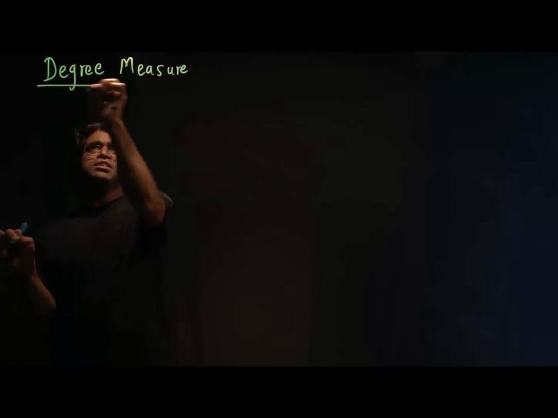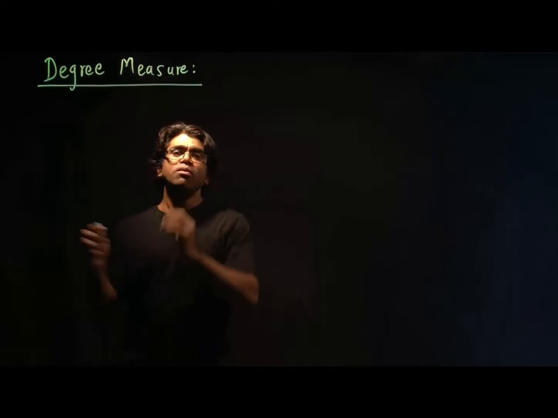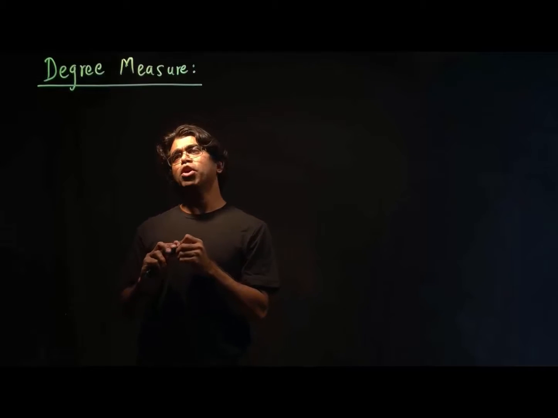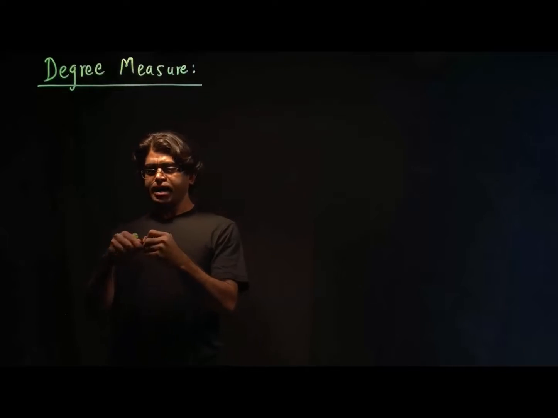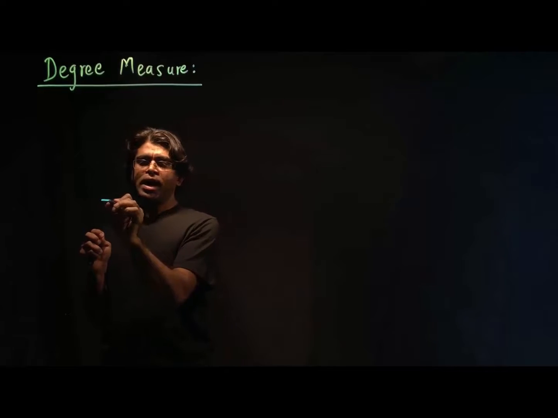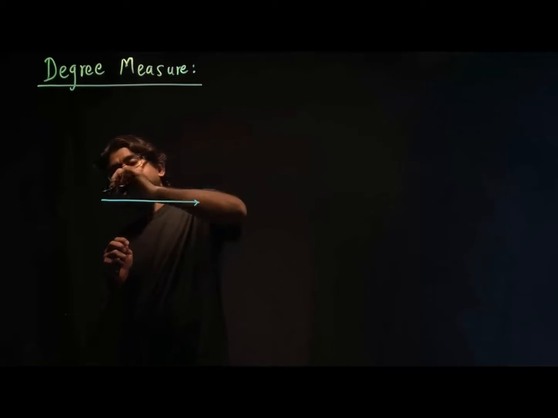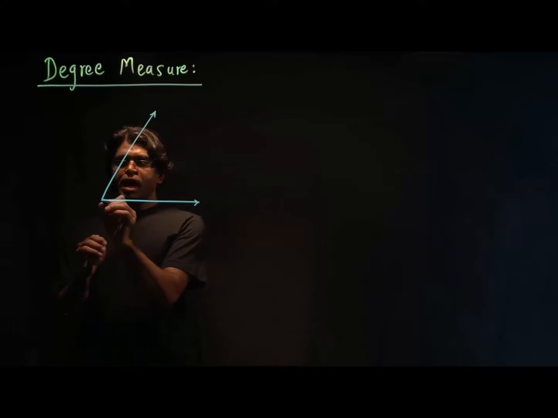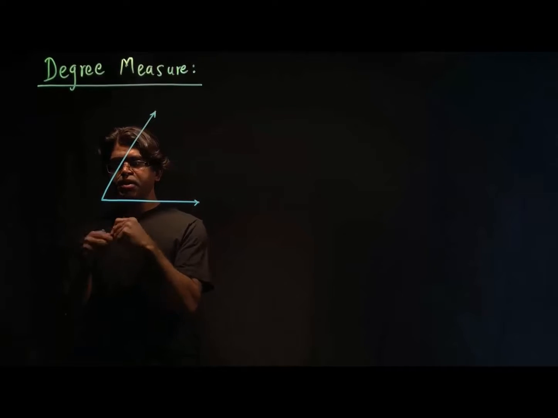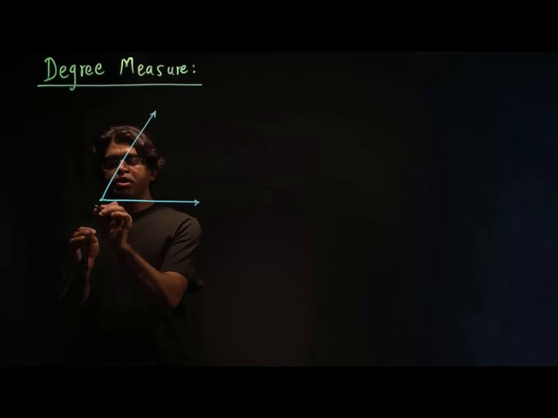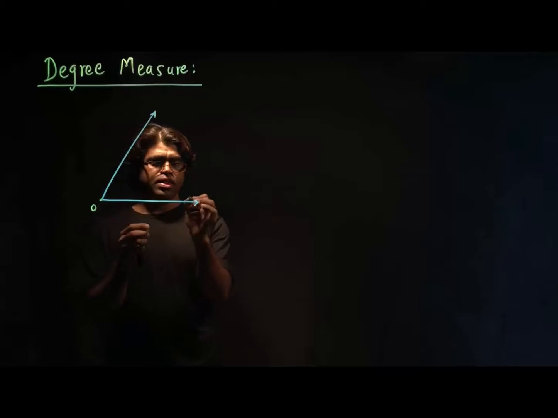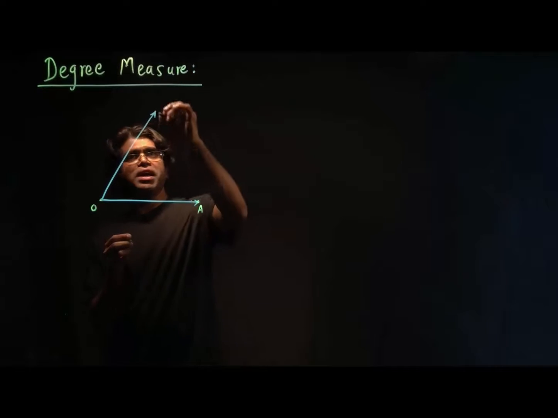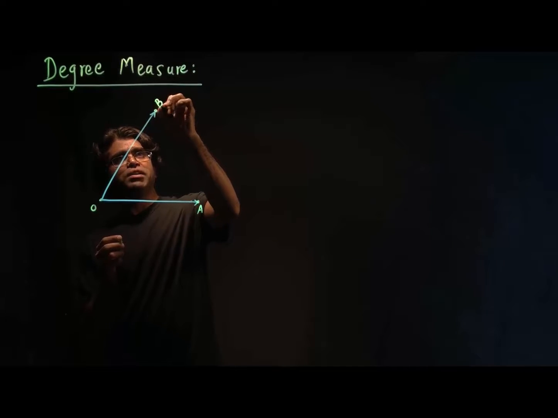So the very first thing that we want to do, before we even start the degree measure, is draw an angle. So I am going to draw an angle. I have one ray right here, and this is my second ray, and I'm going to take this point right here as my point O, and then I will take a point over here, which is my point A, and this is my point B.